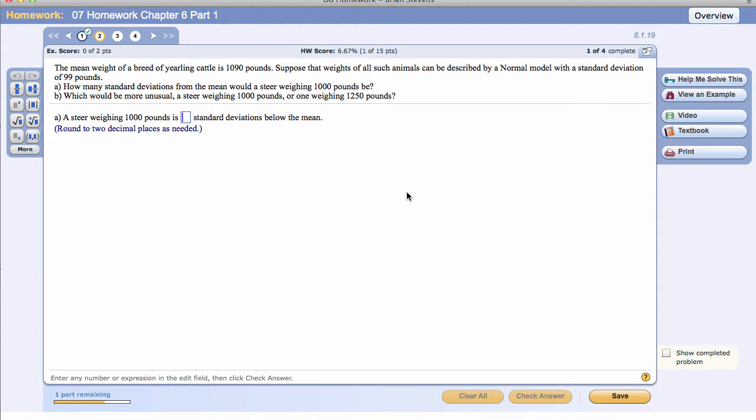Next, the mean weight of a breed of yearling cattle is 1,090. Suppose that it is normally distributed with a standard deviation of 99. How many standard deviations from the mean would a steer weighing 1,000 pounds be? So, we need to know what the difference is between these two. Observation minus mean. Mine's really easy. It would be 90, because 1,000 minus 1,090 is negative 90.